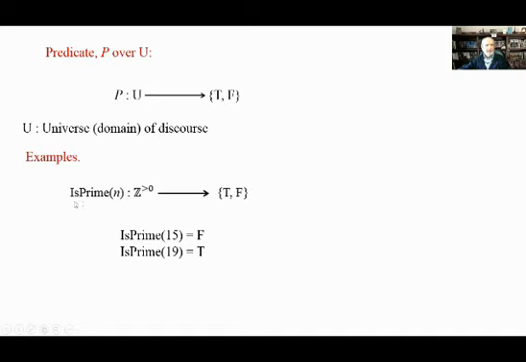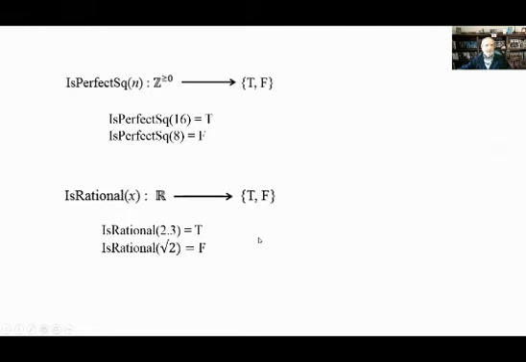Examples: is prime n is a function, a predicate, a logical function from the set of non-negative integers, the set of positive integers, into TF. The value of the function at 15, is prime 15, is false. Is prime 19 is true.